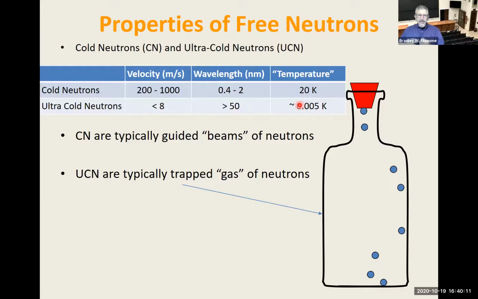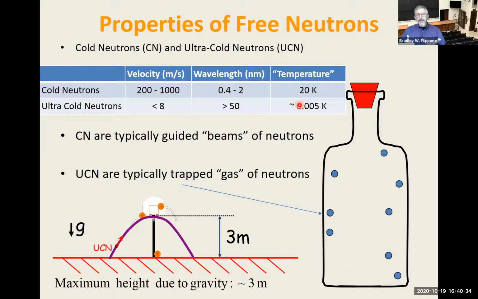Basically, this is how you can trap the ultra cold neutrons: they are actually stored in bottles. We can store them in material bottles. We can also use the magnetic interaction. The neutron has a magnetic moment. We can use that magnetic moment to also confine it in magnetic fields that have a gradient. In fact, the other thing that influences ultra cold neutrons is gravity. Even the fastest ultra cold neutrons can only climb about 3 meters in gravity.